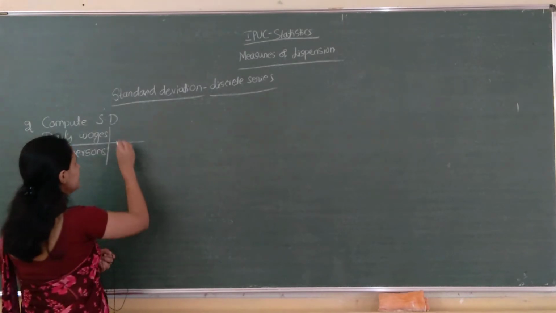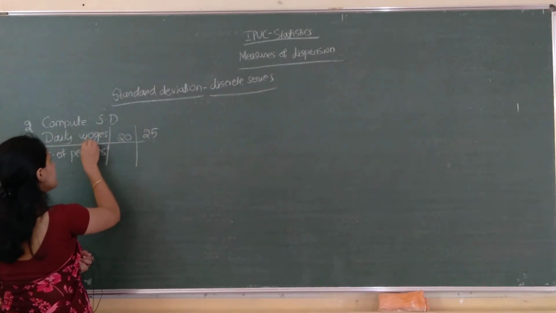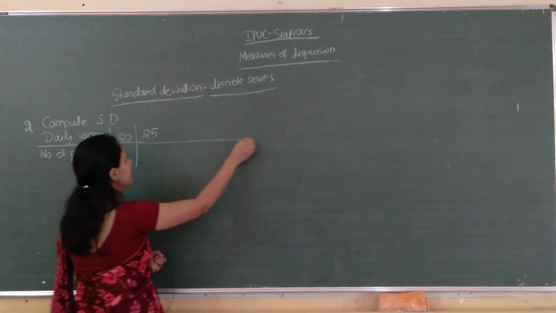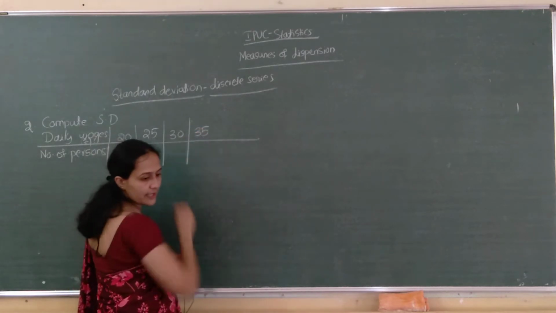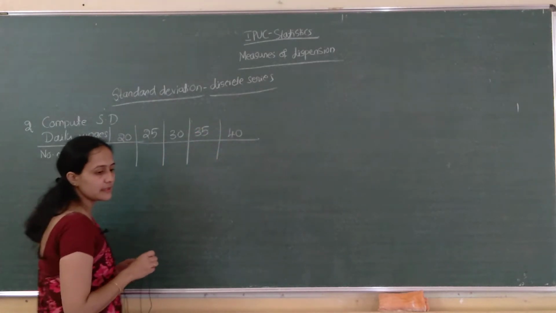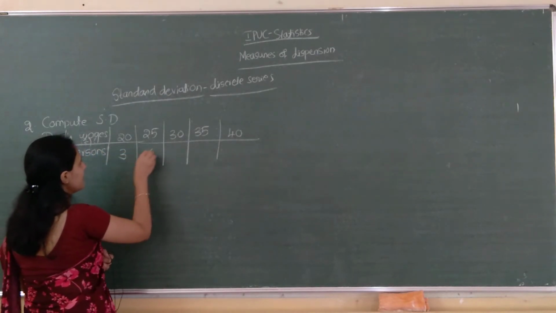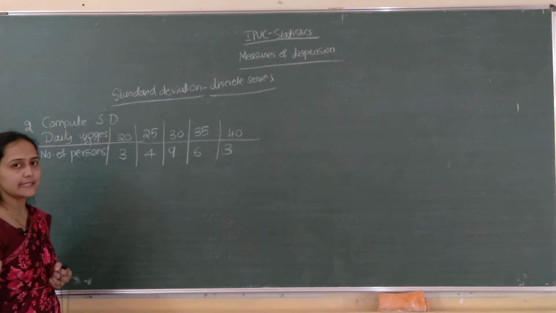Daily wages, actually daily wages means in rupees: 20, 25, 30, 35, 40. Number of persons: 3, 4, 9, 6, 3.